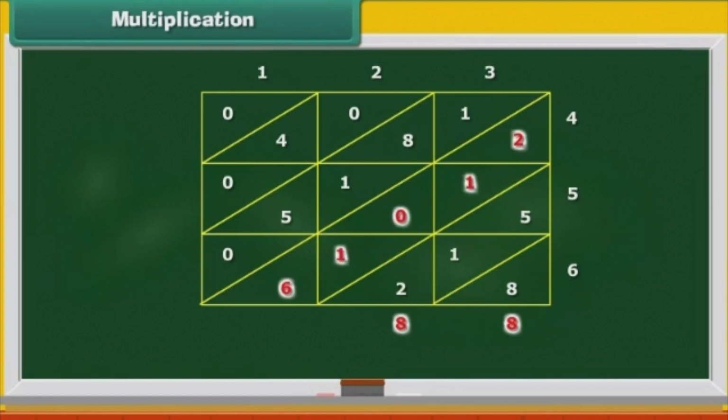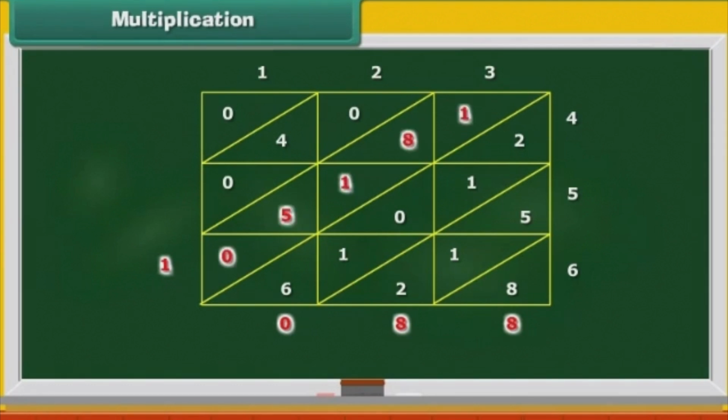The third diagonal has 5 elements: 2, 1, 0, 1, and 6. Their sum is 10. Write 0 and carry over 1 to the next diagonal. It has 5 elements: 1, 8, 1, 5, and 0. Their sum is 16, including the carry over 1. Write 6 and carry over 1 to the next diagonal.